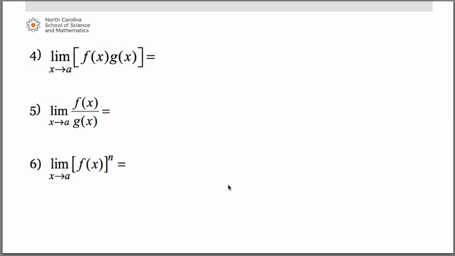Continuing on, if we want the product of the functions f of x and g of x, the limit of that product as x approaches a simply will be L times m. The limit of the quotient of the two functions as x approaches a simply will be L over m. And finally, if we have the limit of the function raised to a power, and once again this could easily have been the g function instead, this limit simply would be L raised to the n power.